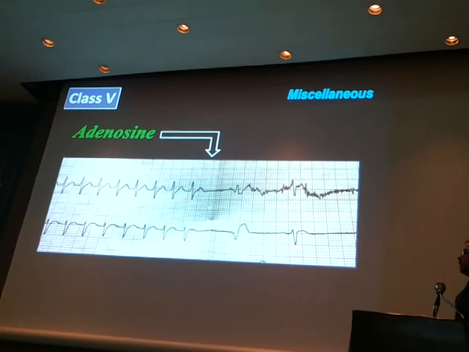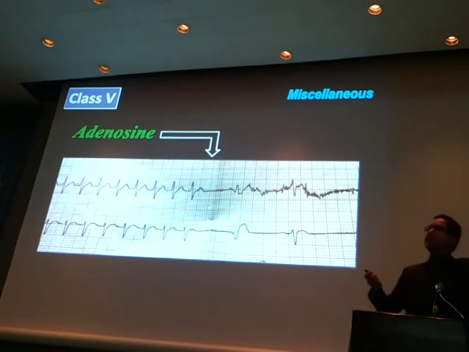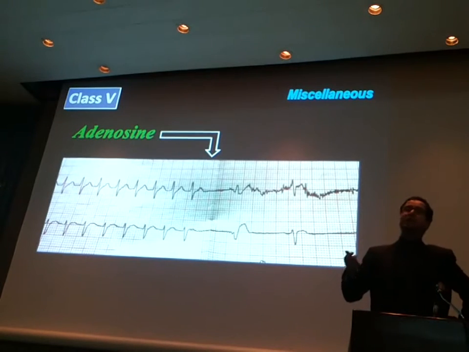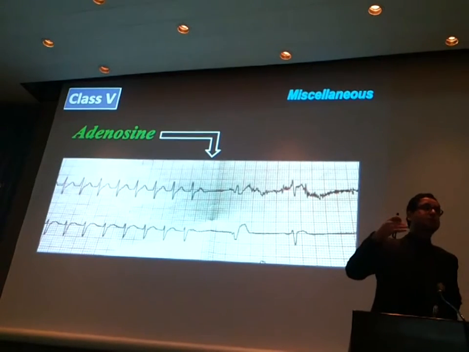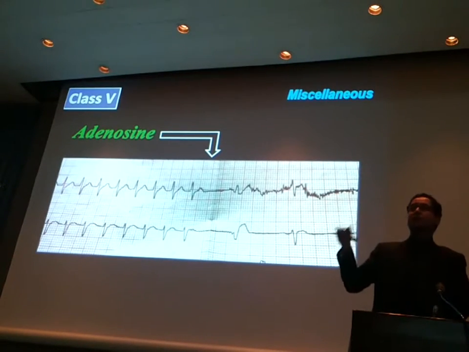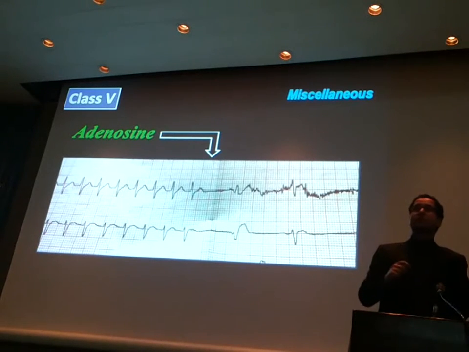Now, imagine this thing. The heart rate was 200 and it dropped so suddenly and so quickly to 140 or 130 or something like that. Can you imagine what the patient would feel like?